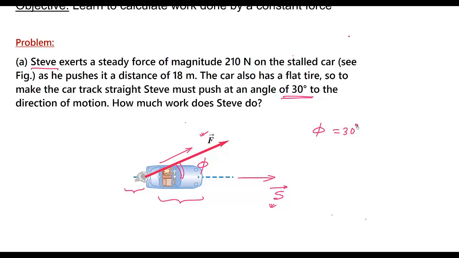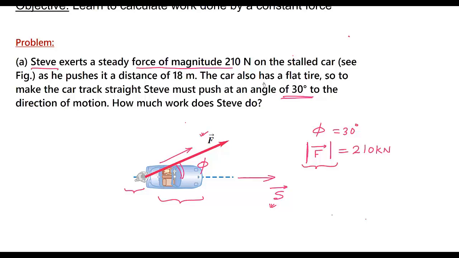And the magnitude of force is also given. It says a force of magnitude 210 Newton on a stalled car. So the magnitude of F is equal to 210 Newton. Generally, when we write the magnitude of a force, we put one vertical bar on this side and another vertical bar on this side, and this becomes the magnitude of force. If you have any vector quantity and want to represent its magnitude, you put two straight bars, one on the left side and another on the right side.